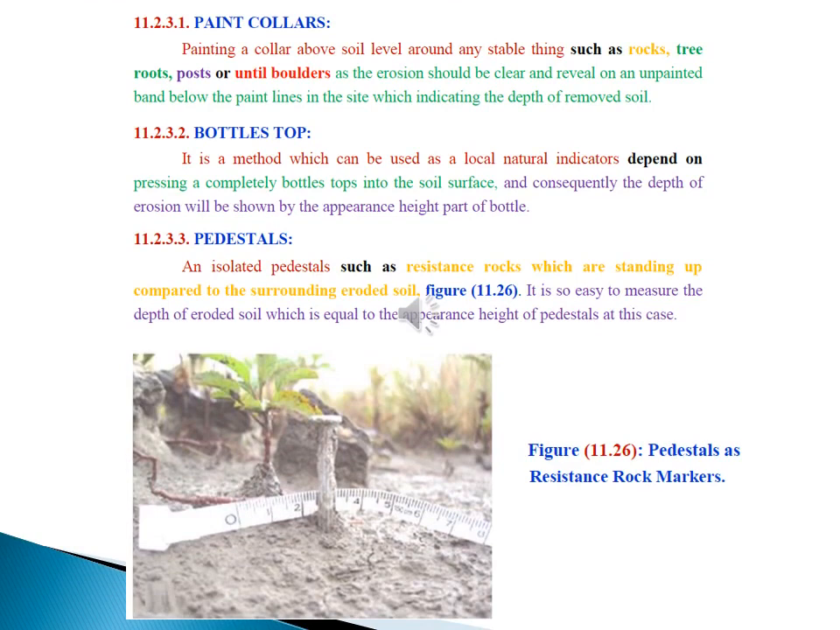Number 1, bent colours. Bending a colour above soil level around any stable object such as rocks, tree roots, posts, or boulders, the erosion should be clear and revealed on the unbent bank below the bent line, which indicates the depth of removed soil. Method number 2, bottle stop. Really, it is an easy method which can be used as a local natural indicator, depending on pressing a bottle stop completely into the soil surface, and consequently the depth of erosion will be shown by the height of the exposed part of the bottle. Number 3, pedestals. Isolated pedestals such as resistant rocks which stand up compared to the surrounding eroded soil can be used also, as shown in the enclosed figure.